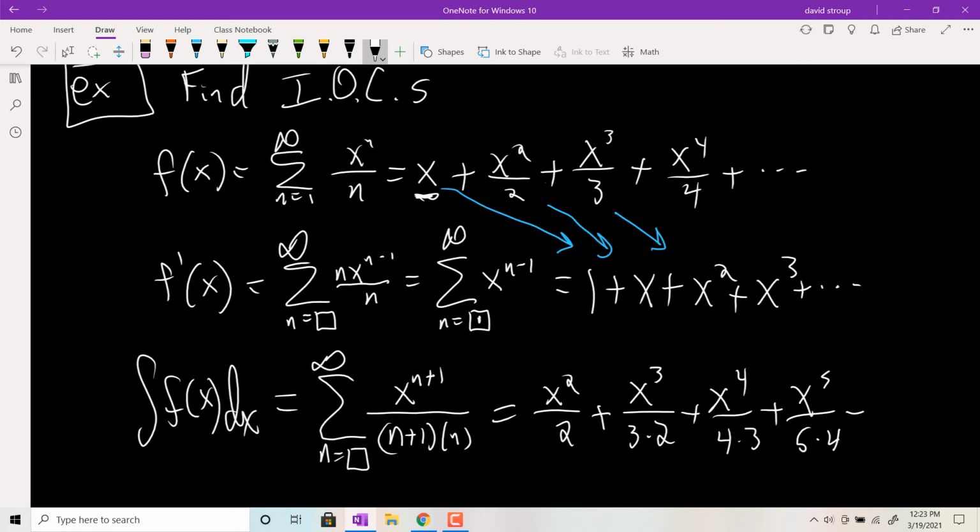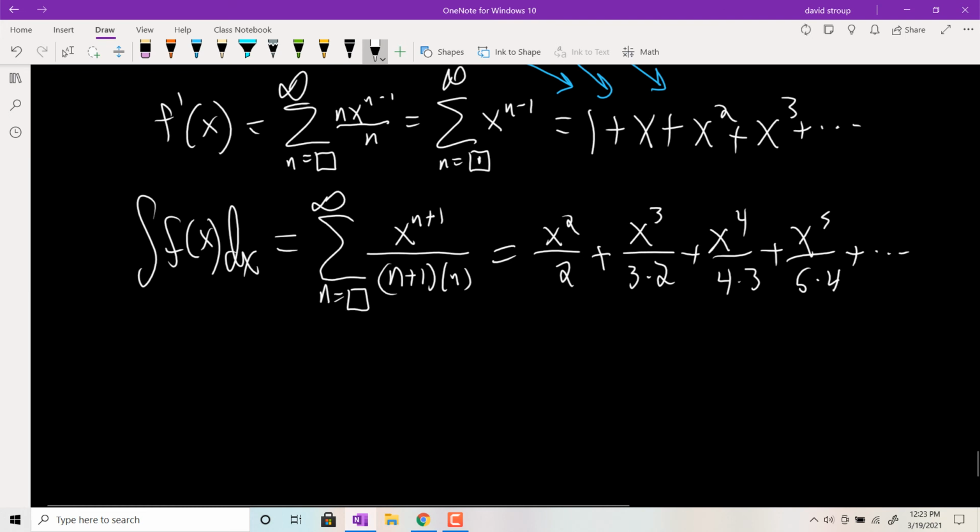I think I might have said that before, but it's better for pattern recognition not to multiply it. So instead of 6, write 3 times 2. Instead of 4 times 3, which is 12, write 4 times 3, etc. Okay, so where does this lower limit start?